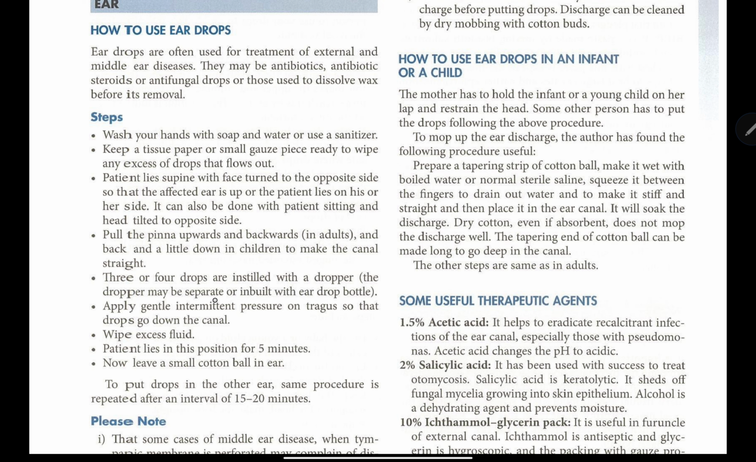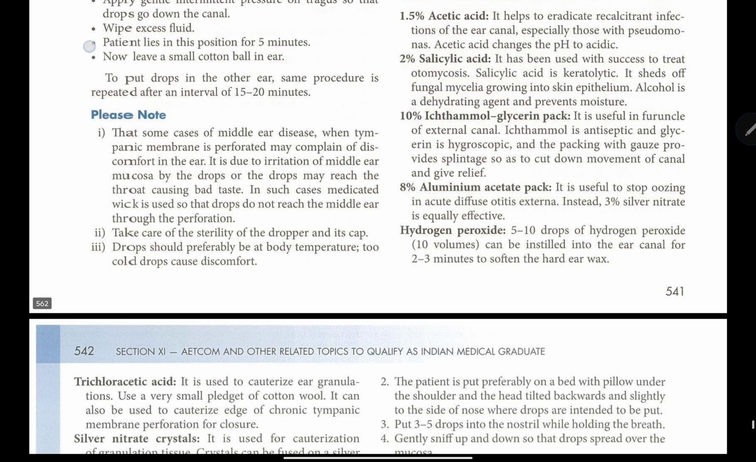The dropper may be separate or inbuilt with eardrop bottle. Apply gentle, intermittent pressure on tragus so that drops go down the canal. Wipe excess fluid. Patient lies in this position for 5 minutes. Now leave a small cotton ball in the ear. To put drops in the other ear, same procedure is repeated after an interval of 15 to 20 minutes.